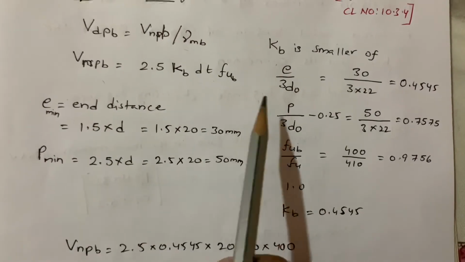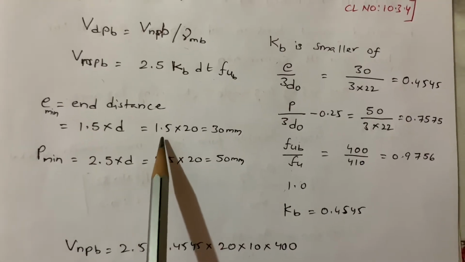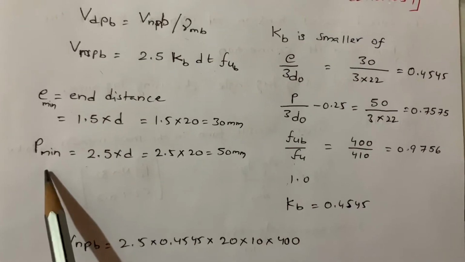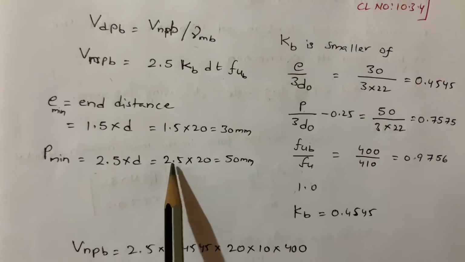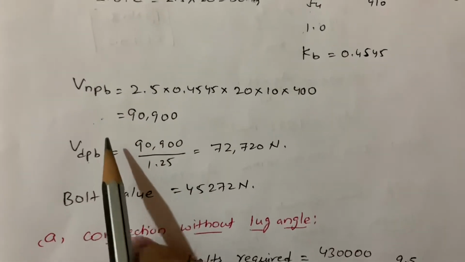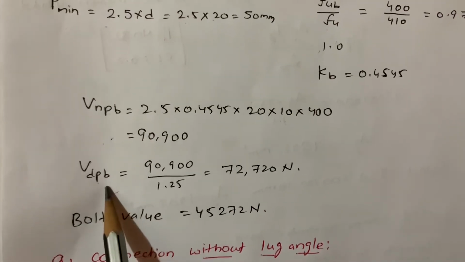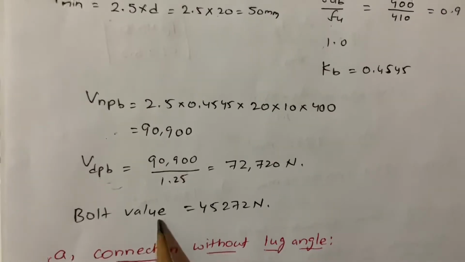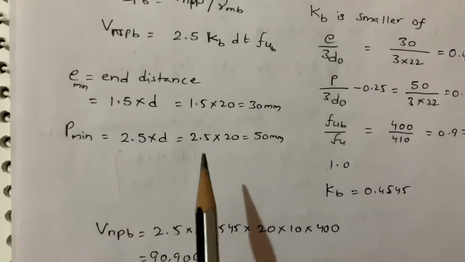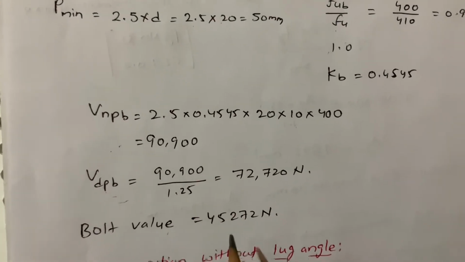Here e is the end distance, 1.5 into d, as the code specifies, 1.5 into 20, I got 30. And the next p value is the pitch distance, 2.5 into d, that is 50 mm. After calculating that, I substituted all the values in Vnpb, and I calculated Vdpb. I got this value. So for the bolt value, from the shear strength and bearing strength, we need to take the minimum value. So the minimum value is 45272.